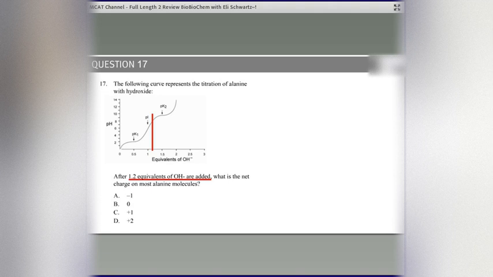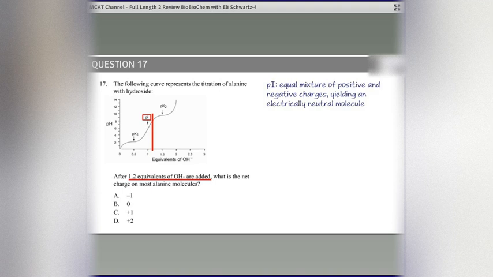So if it's at the PI, well, PI is when we have an equal amount of positive and negative charges, which is this electrically neutral molecule, which means that we're really happy for our alanine. Well, then it's got to be answer choice B. It must be the case that we are right there at that zero, at that perfect point. Remind me, what would we call it if we had an amino acid at its perfect PI value?